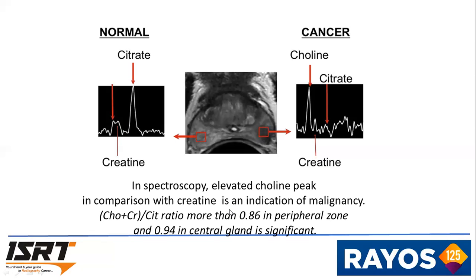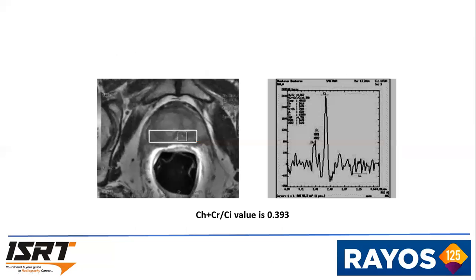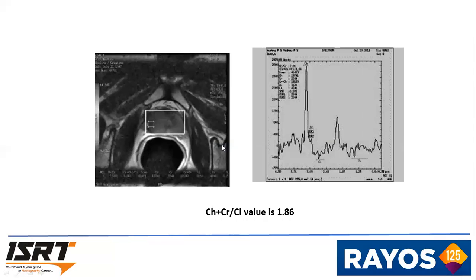Actually, the ratio choline plus creatine by citrate is considered. If the ratio is more than 0.886 in the peripheral zone and more than 0.94 in the central zone, it is significant. Here we can see a spectrum. Here the citrate peak is elevated and the choline plus creatine by citrate value is 0.393, which is not significant. It is a spectrum from a normal area or from a benign lesion.